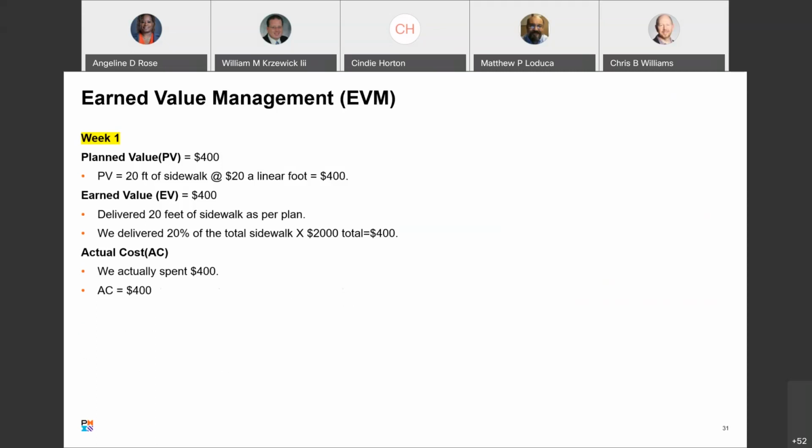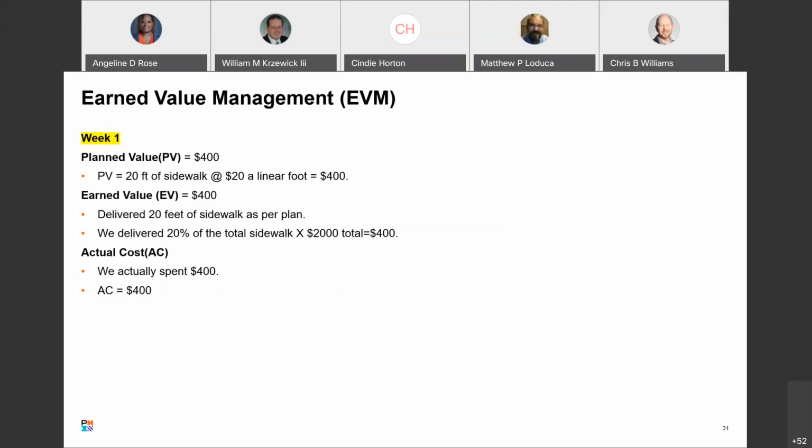Earned value. So this is, what did we actually do? The week is over. How do we do? We delivered 20 feet of sidewalk as per plan. Good job. We delivered 20% of the total sidewalk at $2,000. So our earned value is the percentage of what we delivered times the BAC, budgeted at completion, $2,000. So earned value is $400.